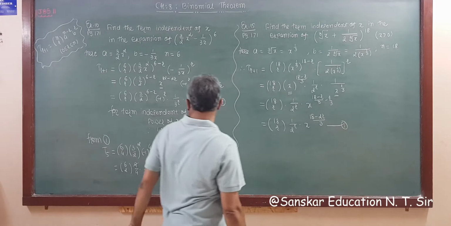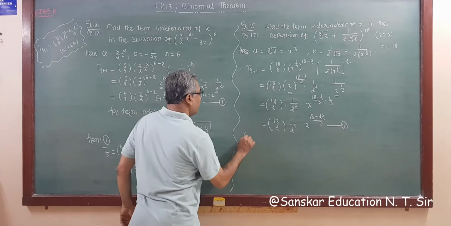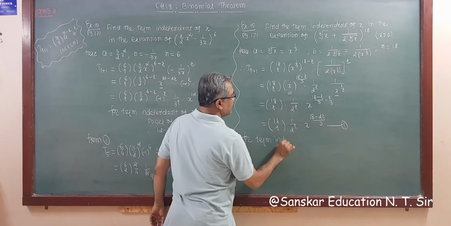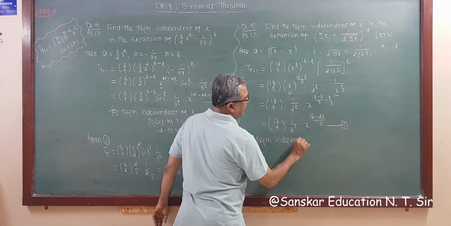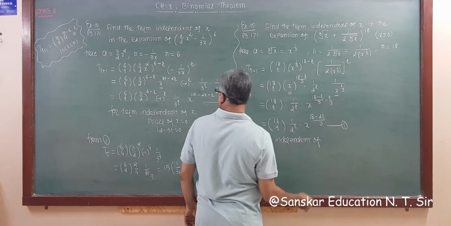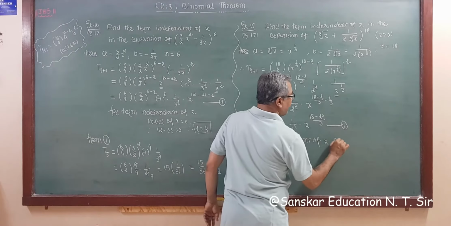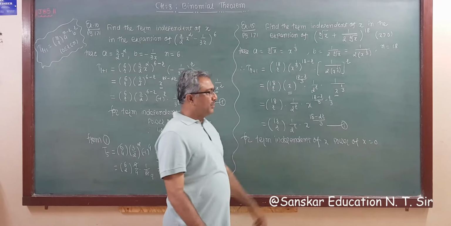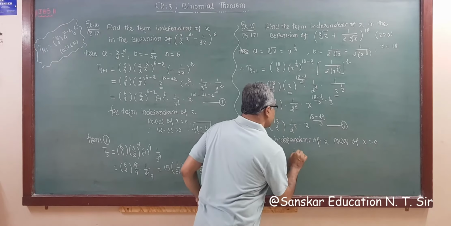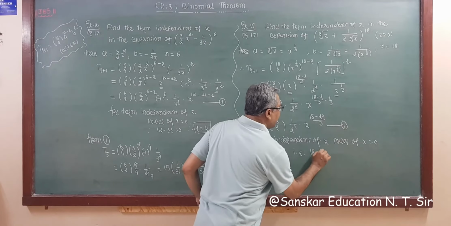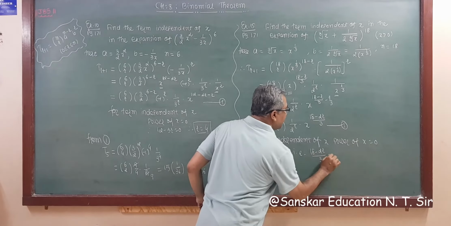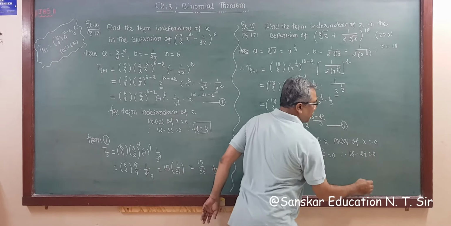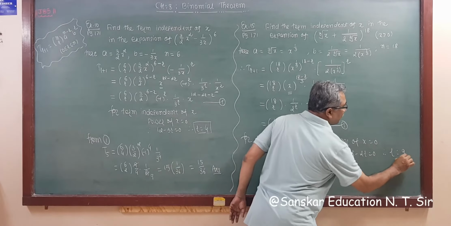Now for the term independent of x, the power of x is equal to 0. That is, 18 minus 2r by 3 is equal to 0. So 18 minus twice r is equal to 0. That is, we get r is equal to 9.